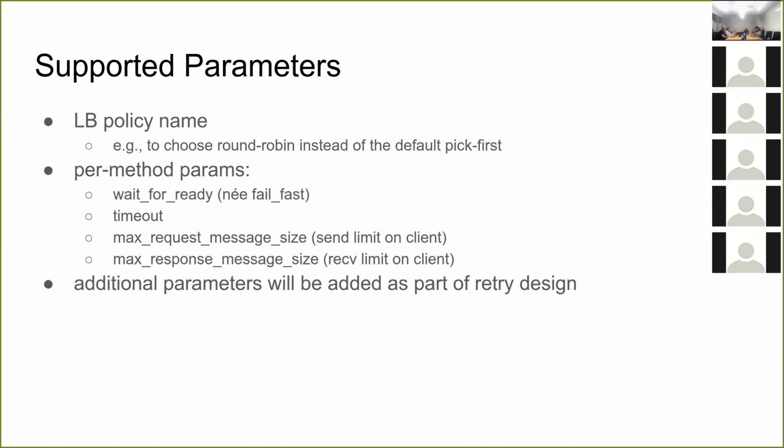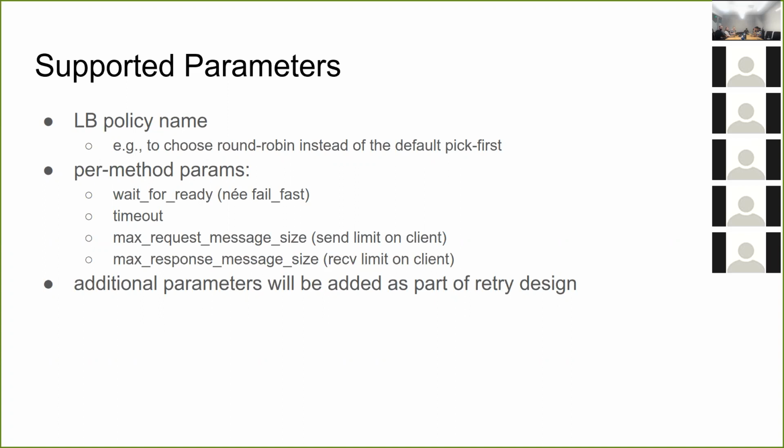The ServiceConfig supports both global parameters that affect communication with that server name, and it also supports per method parameters. This is the set that was included in the original ServiceConfig design. There's one global parameter, which is the load balancing policy name. This is the way that you select round robin instead of the default pick first. And there's a bunch of per method parameters.